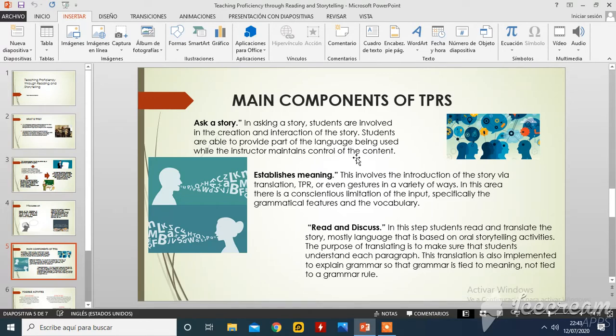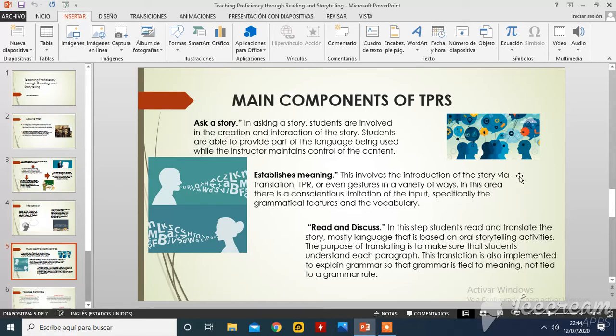The second one is Establish Meaning. This involves the introduction of the story via translation, TPR, that is total physical response, or even gestures, in a variety of ways. In this area, there is a conscientious limitation of the input, specifically the grammatical features and the vocabulary.